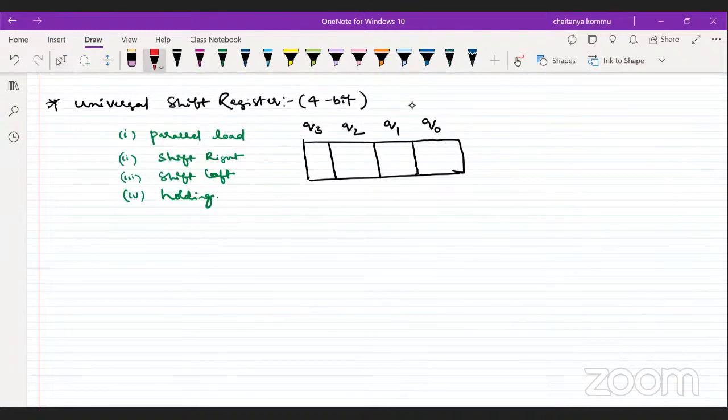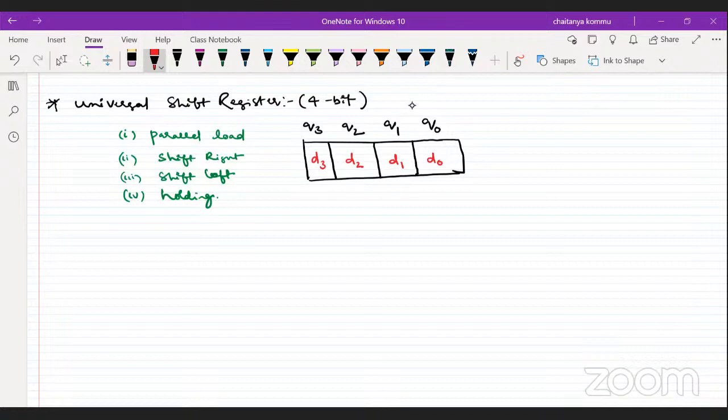That means this first position is filled with D3, additional input D2, D1, and D0. This is what happened the first time. That is parallel loading.